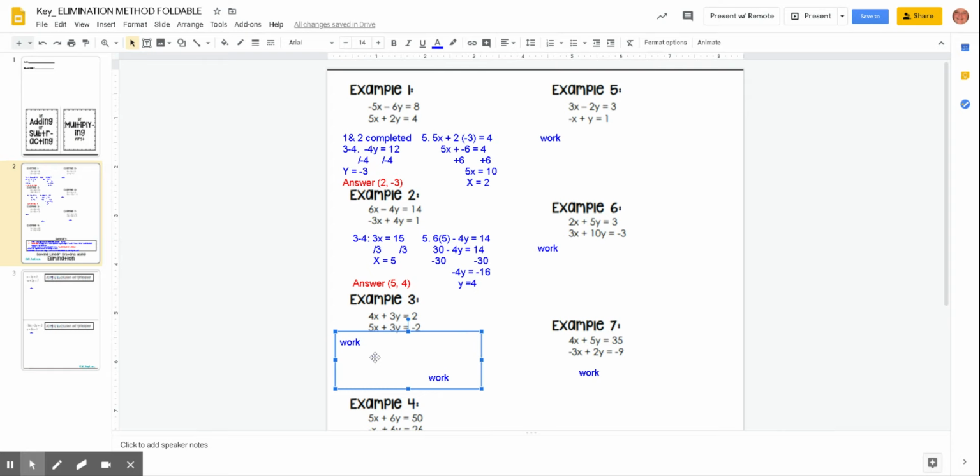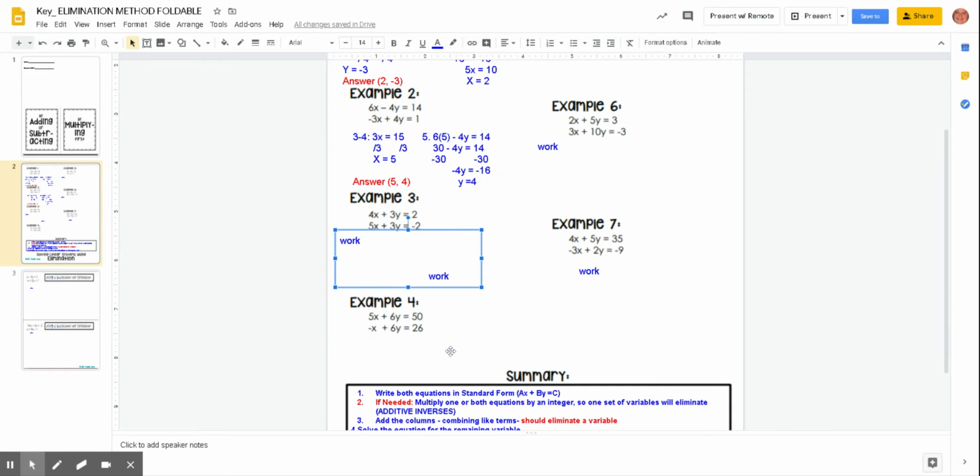Yeah. Let's go ahead and look at example 3. We have 4x plus 3y equals 2, and 5x plus 3y equals negative 2. So looking, I don't have anything here that are additive inverses, but I do have ones that have the same exact coefficient. So this would be kind of easy to make one of them the opposite. And it doesn't matter which one. In essence, instead of adding, we're going to subtract, or we're going to change the signs of everything in the equation. We're going to multiply by a negative 1.